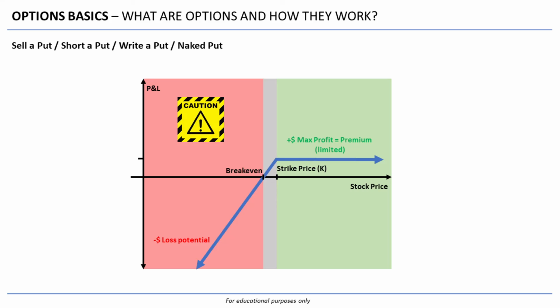Red section. At expiration, the stock price is below the strike price. There is intrinsic value, and it is greater than the premium received. This is losing territory for the option writer. Although not as risky as a naked call, being short a put option is also a risky position.